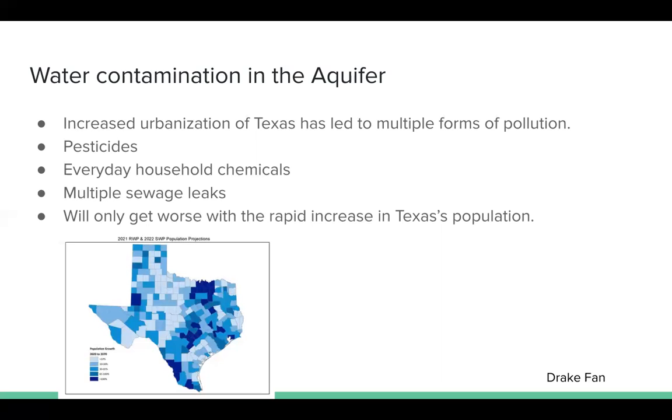I think just in this past year, there were 2 sewage leaks, which is kind of weird. You don't usually have leaks, but there were 2 major sewage leaks. And as more people come into these areas that were usually less populated, the sewage systems will just break down more and more. And then I put that there just to emphasize my point, this only gets worse, doesn't get better. We can go to the next slide.